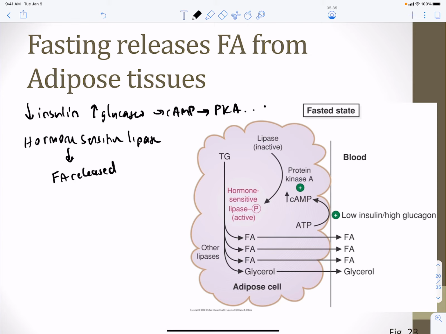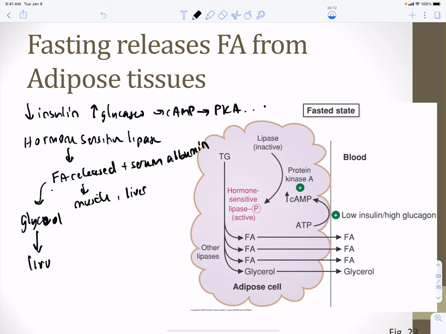Fatty acids get released, and they're going to be bound to serum albumin. Nothing new. And then they're going to be picked up by muscle, liver, etc. Muscle, of course, will use it for energy. Liver is going to make ketone bodies and also make acetyl-CoA, and it's going to use it for energy. You also have glycerol, and then this goes to the liver for gluconeogenesis.